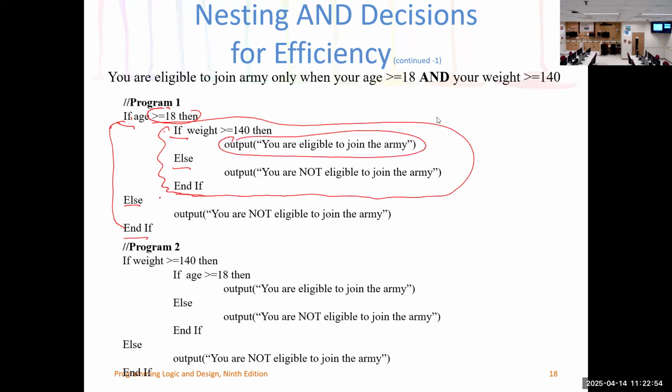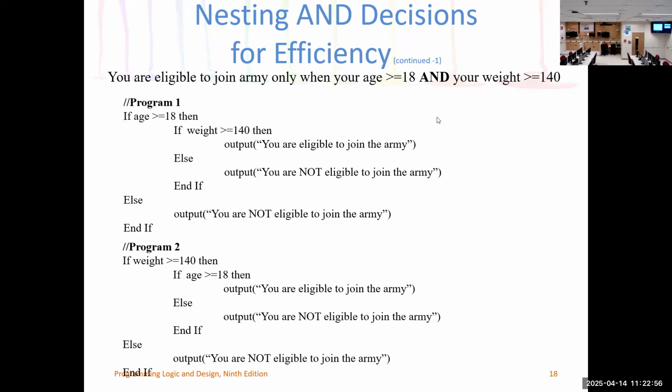So basically, if you look at these two programs here, they deliver the same output. It only delivers the same output. The decision here is that someone is able to join the army only when he is greater than or equal 18 and his weight is greater than or equal 140. They deliver the same output. But remember that the way the computer executes is not the same.